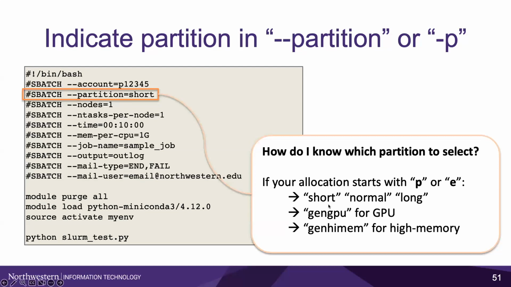You can use short, normal, or long, depending on how long you expect your job is going to be. You can specify Gen GPU if you want access to GPU resources, or you can specify Gen High Mem if you want access to high memory nodes. The partition short can accommodate jobs that run up to 4 hours. Normal is up to 48 hours, and long is up to 7 days. So this is what I mean by you can specify the category of resources that you're going to need.